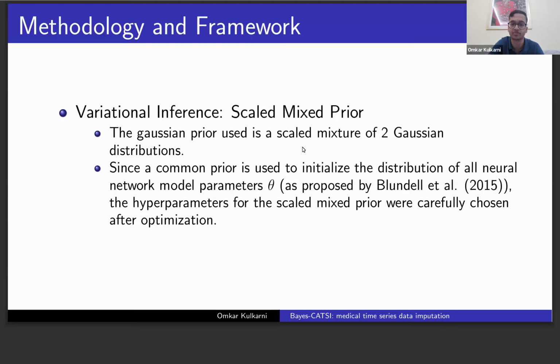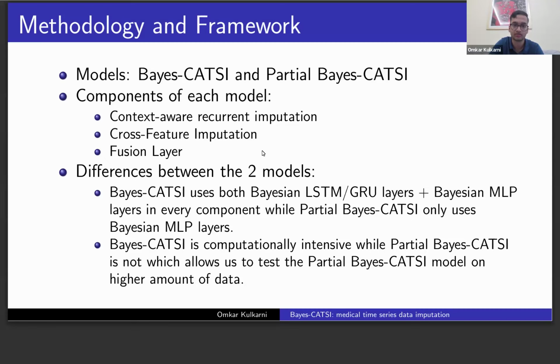Coming to the models that we propose, Bayes-CATSI and partial Bayes-CATSI. The common components of these two models are context-aware recurrent imputation, cross-feature imputation, and a fusion layer. The details of these will be explained in the subsequent slides.